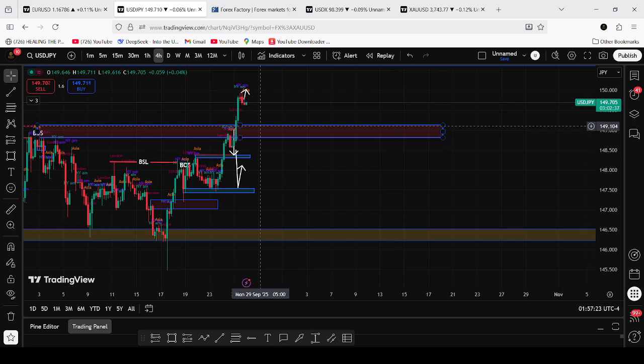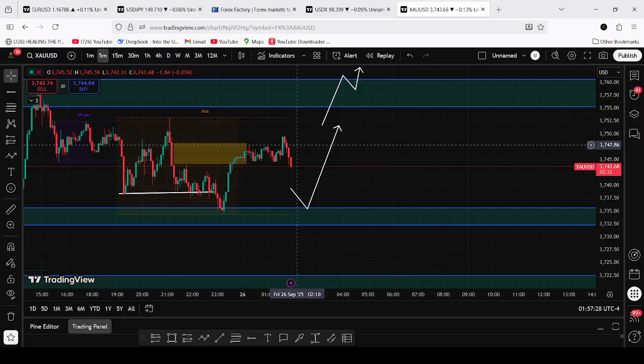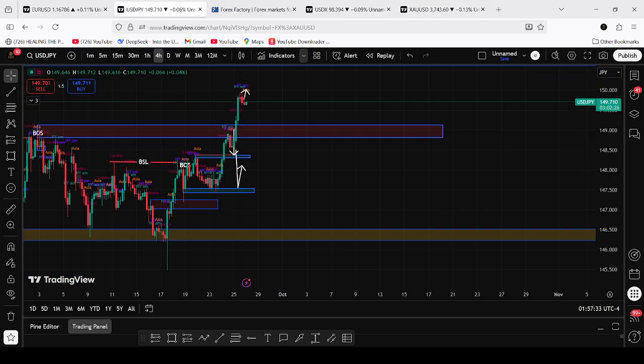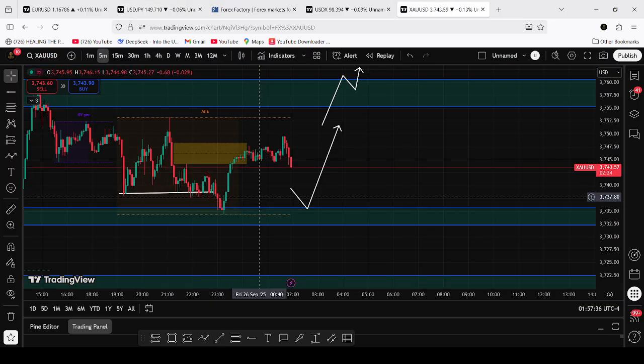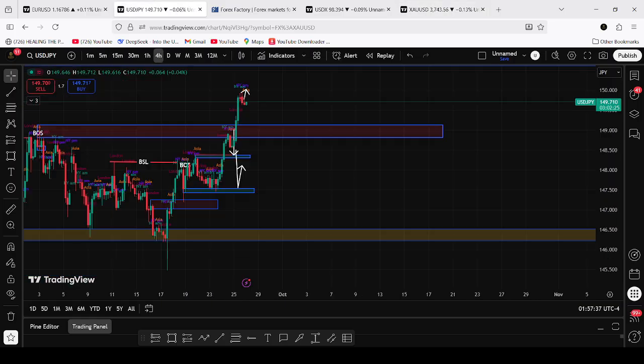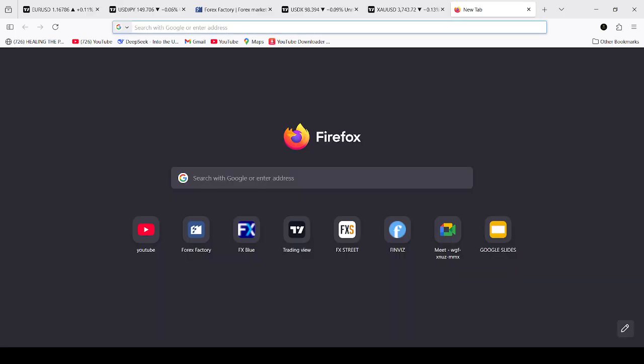If you see that this is moving on the upside and you come directly to gold, gold is just going on a sell. You can see this one is going on the upside and this one is going on the downside. Why? This signifies that the USD is having some strength compared to gold.